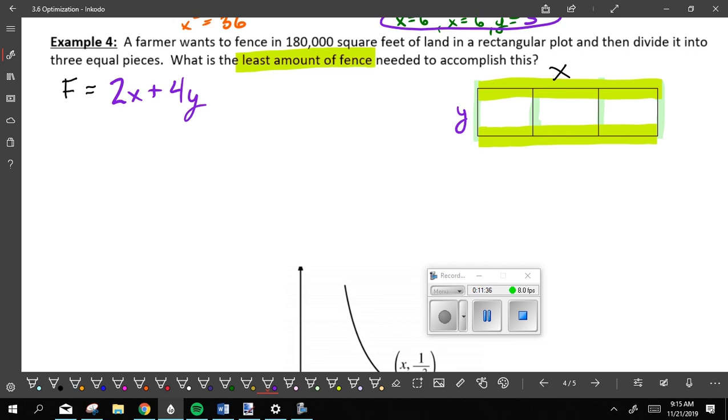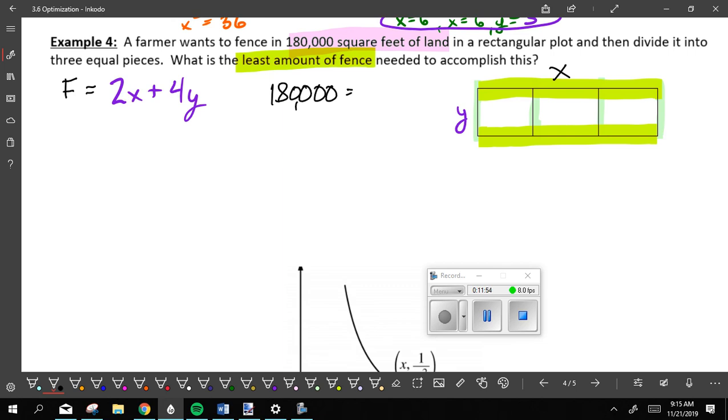Great, that's the fence needed. They better give me something else because right now I have 2 letters. They did here. They told me 180,000 square feet of land. So 180,000 is going to be equal to what here?